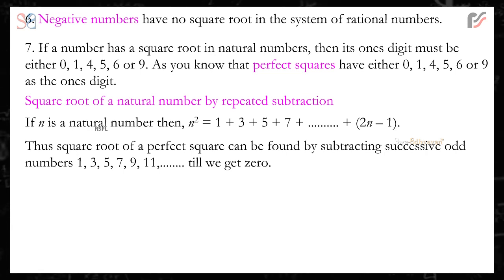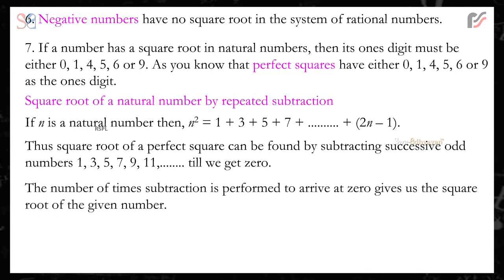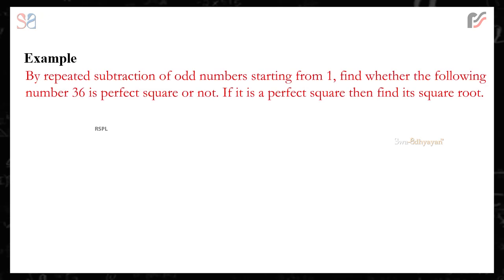Thus, the square root of a perfect square can be found by subtracting successive odd numbers 1, 3, 5, 7, 9, 11 and so on till we get 0. The number of times subtraction is performed to arrive at 0 gives us the square root of the given number.